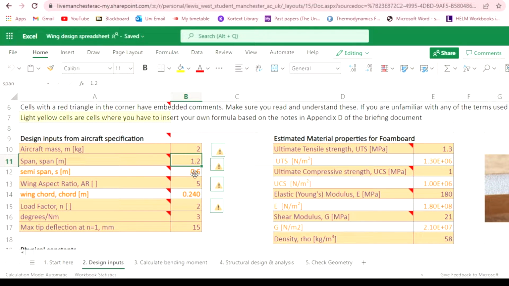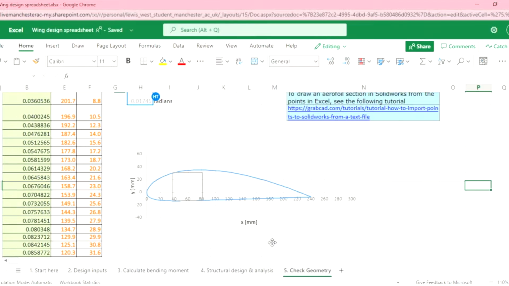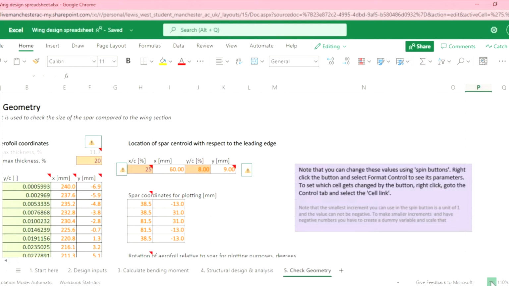Foam board sheets to be used for the wing structure were 5mm thick, therefore to increase thickness we did so in increments of 5mm. Whilst ensuring our design satisfied the structural requirements, the spreadsheet was used to check that the design fit inside the wing, with the spar located at 25% of the chord.